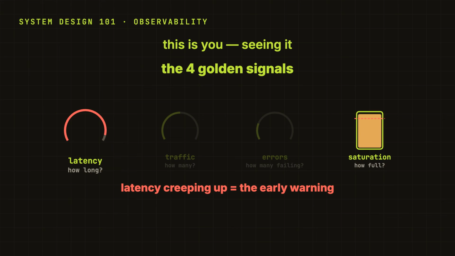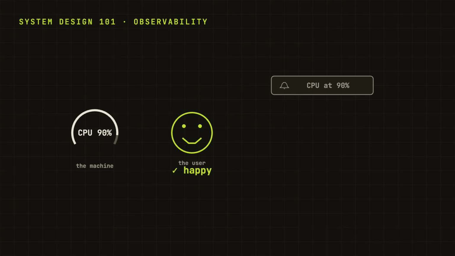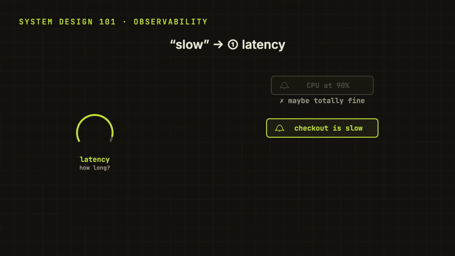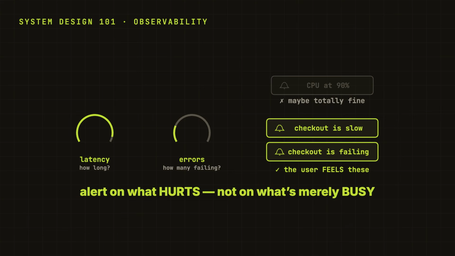This is you seeing it. And one important habit here, because beginners get it backwards: do not set your alarm on CPU hit 90%, because honestly, high CPU is sometimes totally fine and low CPU does not mean the users are happy. Instead, alarm on what the user actually feels. Checkout is slow, that is latency. Checkout is failing, that is errors, right? Alert on what hurts, not on what is merely busy.